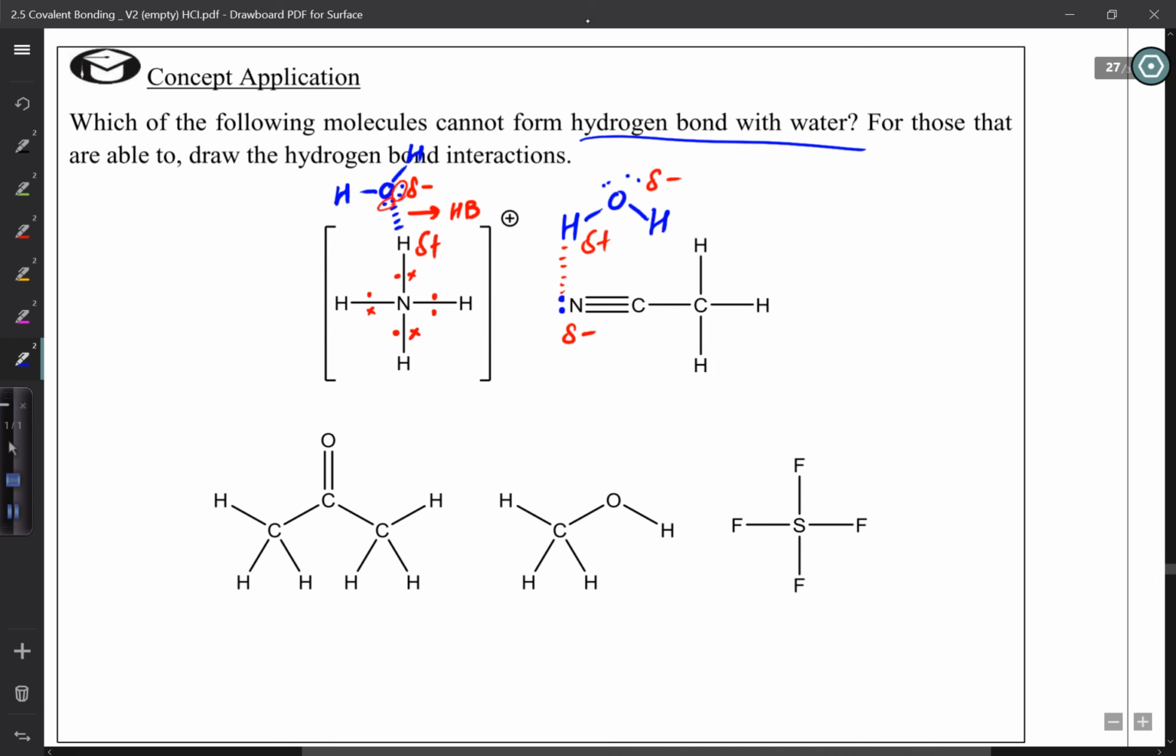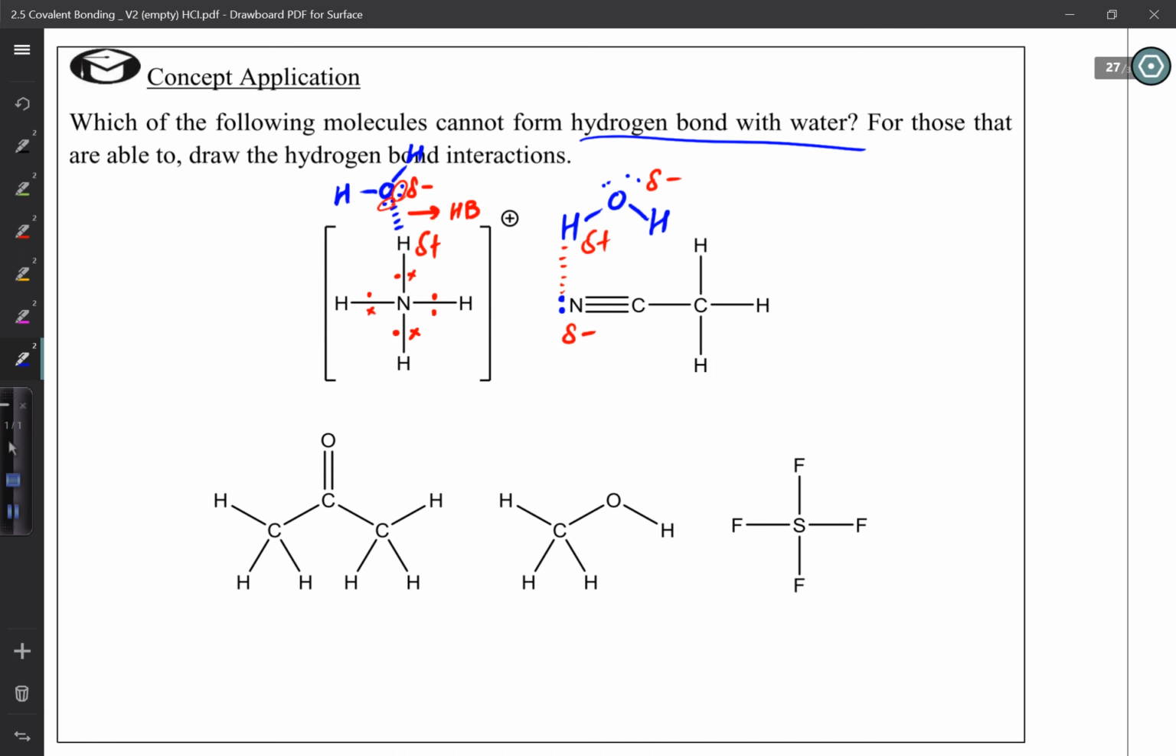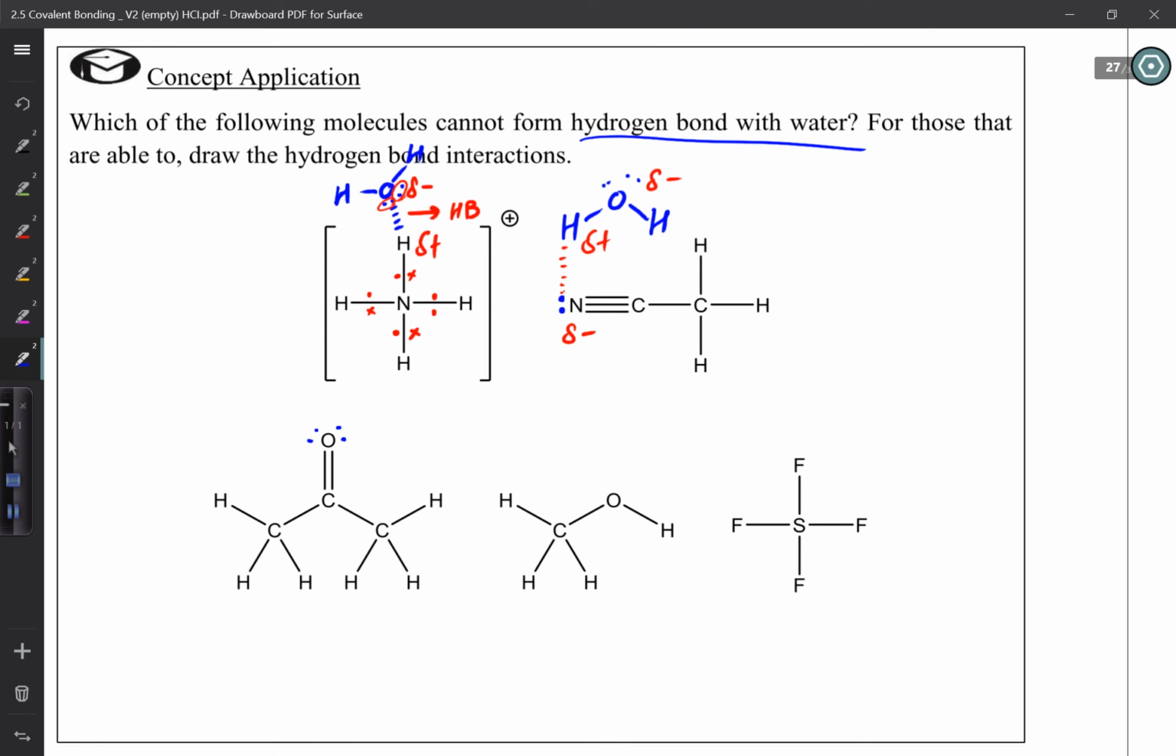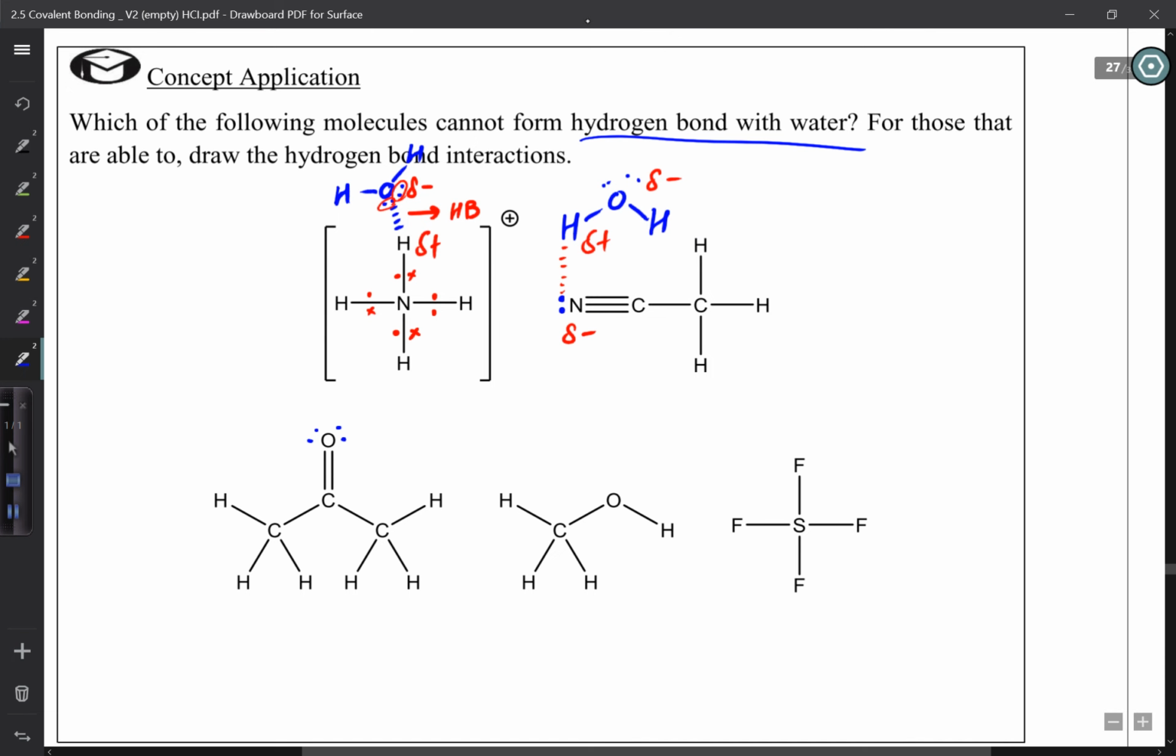What about this case? There's a lone pair on F, on O, right? Can, so you can interact with water, right? Once again.